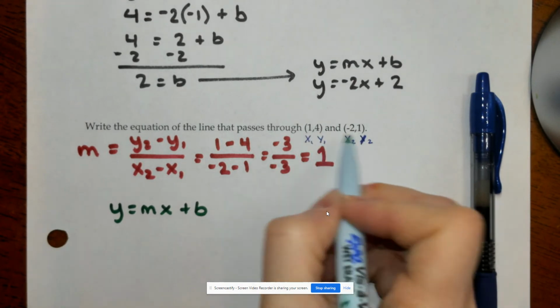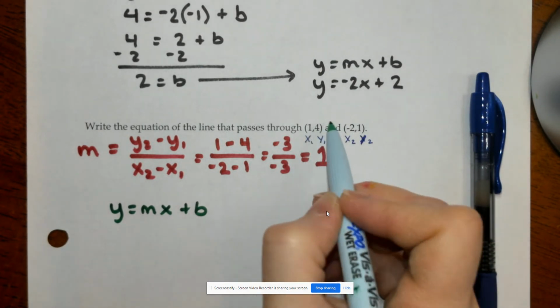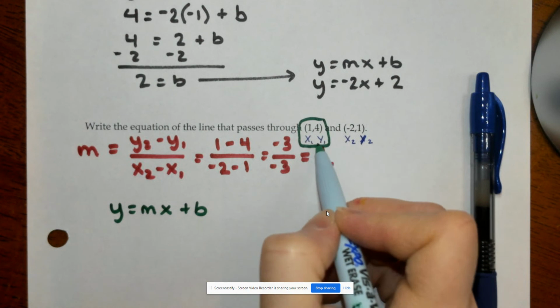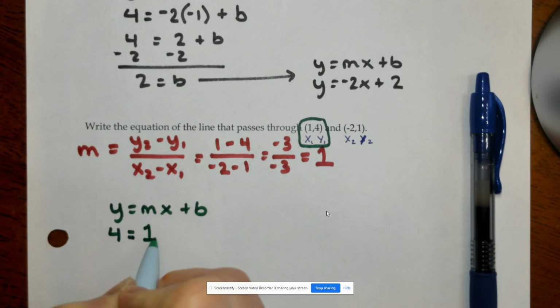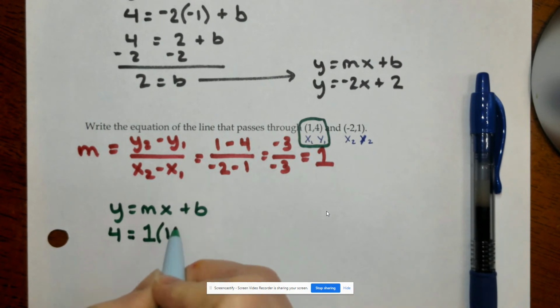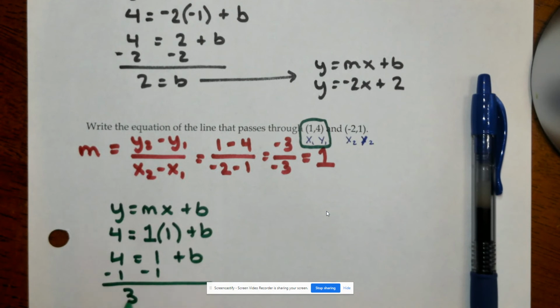Now I need to pick one of the two coordinates. Doesn't matter which one you pick. I would probably pick the (1, 4) because then I don't have to deal with any negatives. So here's my x and my y value I'm going to plug in. y is 4 = , the slope I just found is 1, the x value is 1, plus b. 4 = 1 + b. I'm going to subtract that 1 from both sides. And now I have my y-intercept.